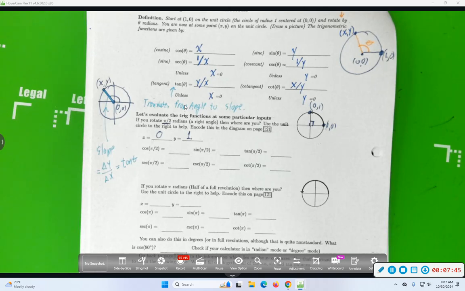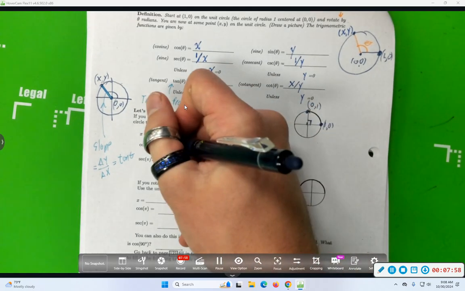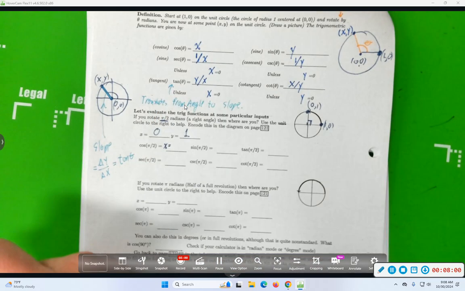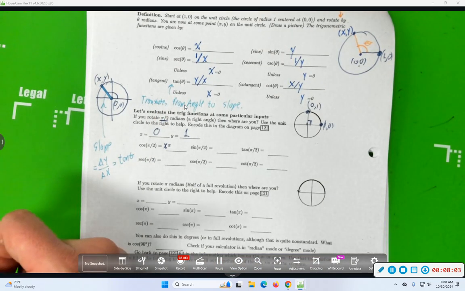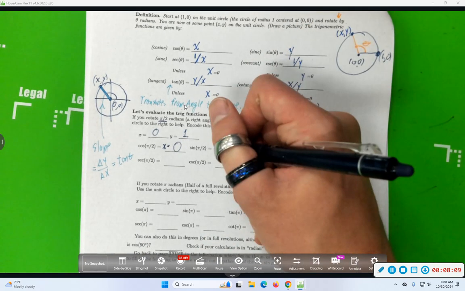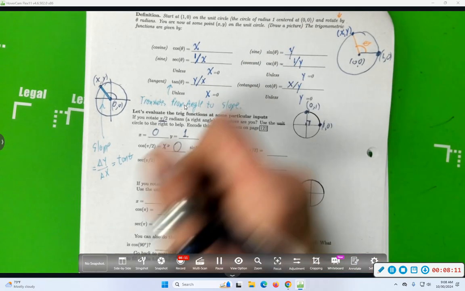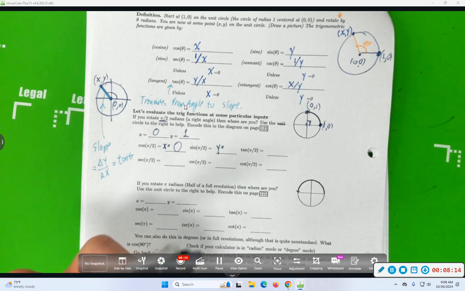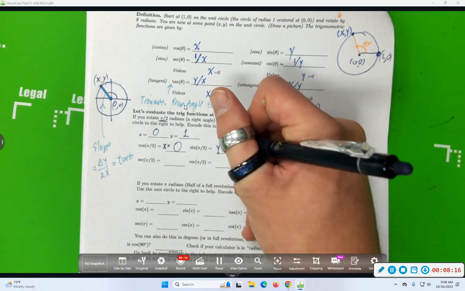I'll see how people feel. Would people rather I talk through or just be quiet for a minute? People want me to keep talking through this set of 6 blanks? Nice, let's do it. So, cosine is the x value. And what did we just get the x value to be? 0. Cosine of pi over 2 is 0. Sine is the y value. What did we just get the y value to be? 1. So the sine of pi over 2 is 1.